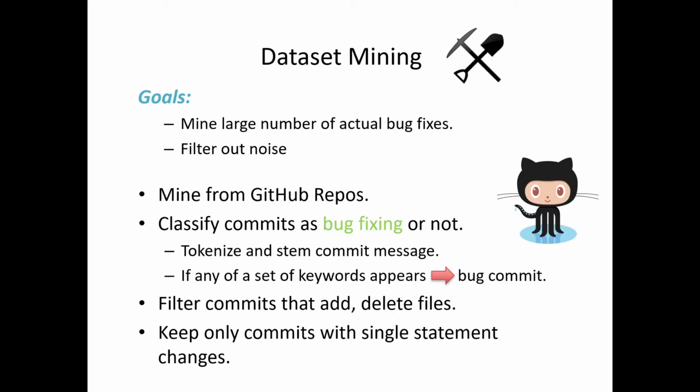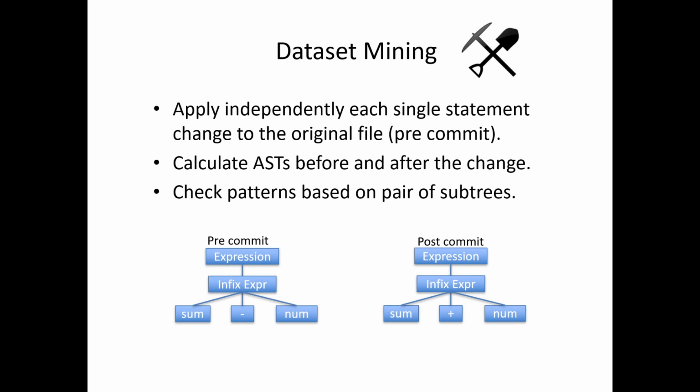So how did we mine the dataset? Our goal was to mine a large number of actual bug fixes and filter out noise. We looked into open source GitHub repos. We classified commits as bug fixing or not by looking at the commit messages and spotting whether certain keywords exist in there. This method has been used before in other papers with very high accuracy, more than 96%. Then we filtered out commits that delete files, and we kept only commits with single statement changes. Finally, we find the versions of the file before and after a single statement change.